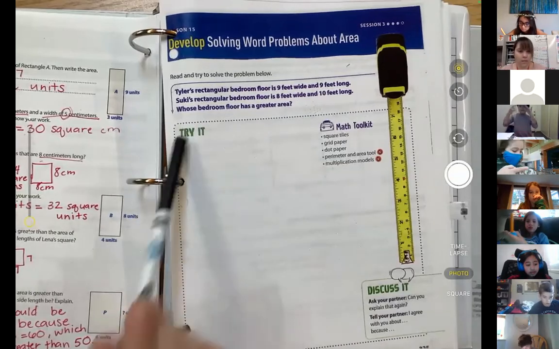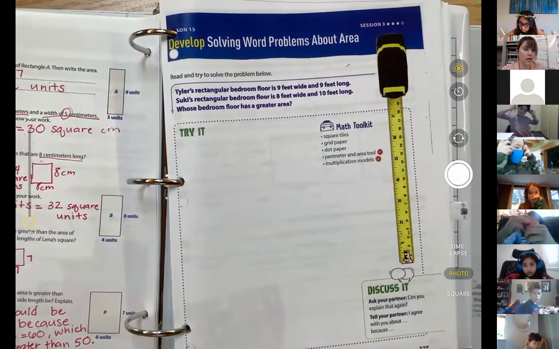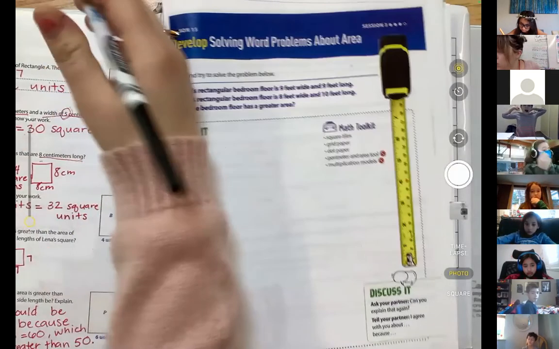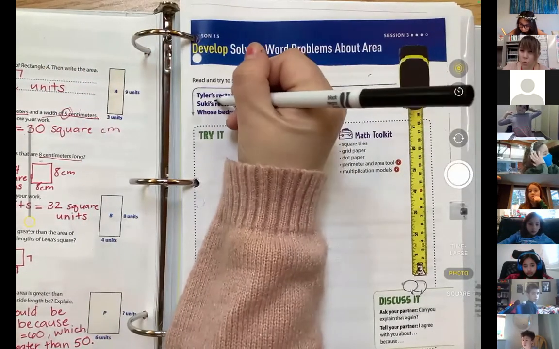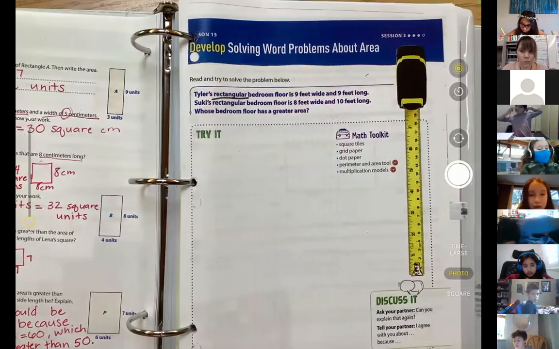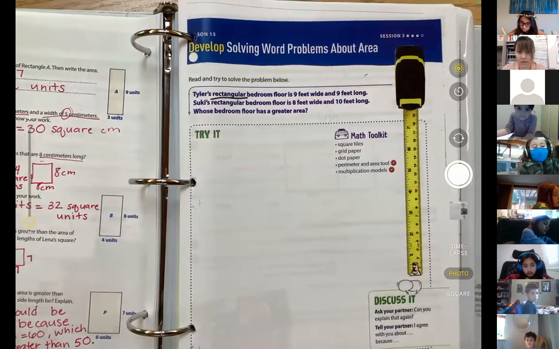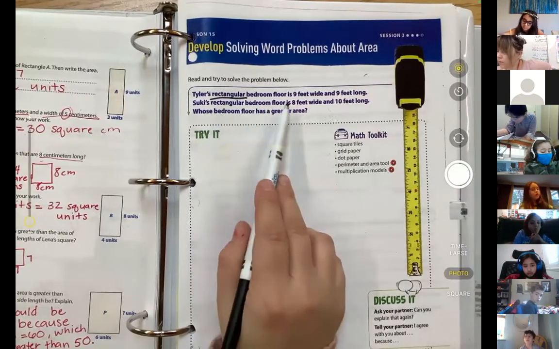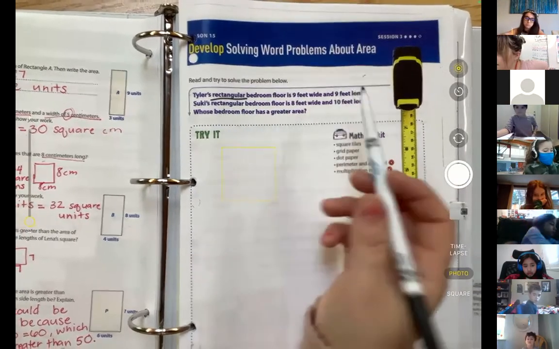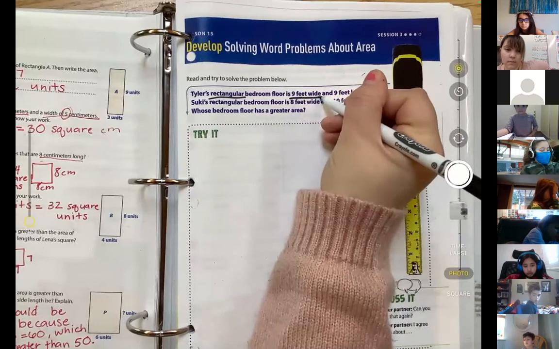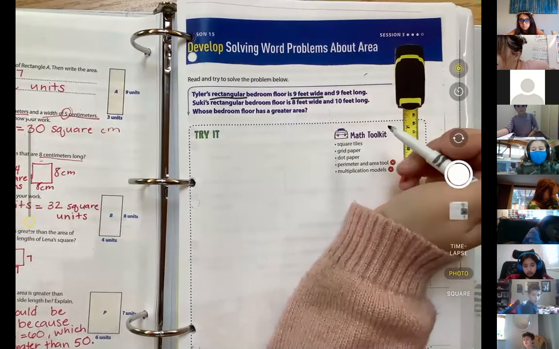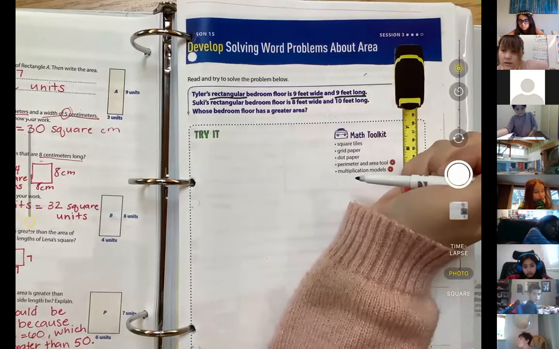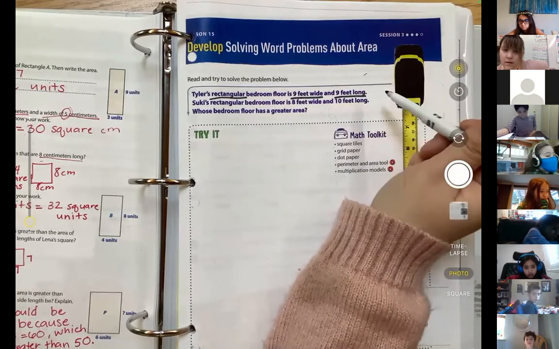Okay, so here's our word problem. Tyler's rectangular bedroom floor, stop there, they gave us something important. Rectangular. So we know his bedroom looks like a rectangle. That was the first important piece of information. Tyler's rectangular bedroom floor is 9 feet wide. There's our width. And 9 feet long. Okay, so here's his bedroom, 9 feet wide, 9 feet long.